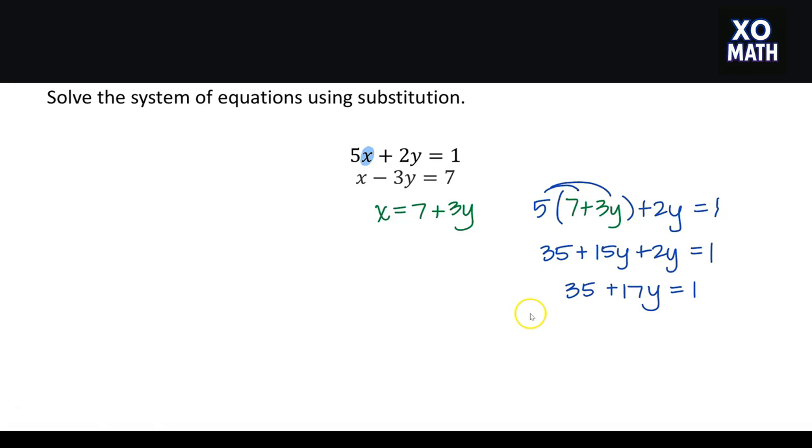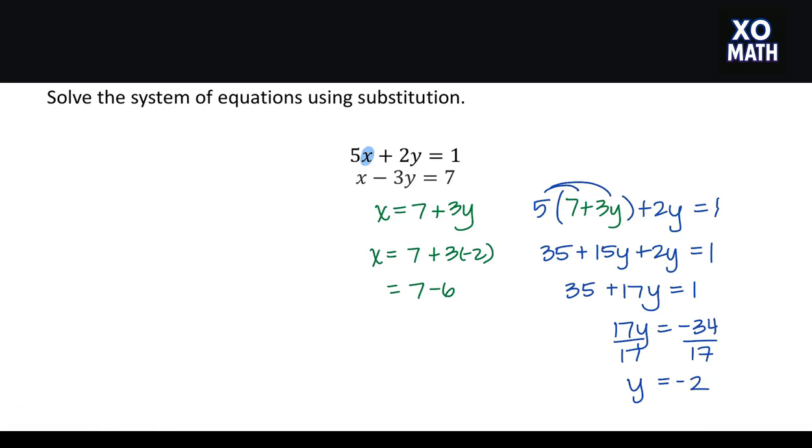Subtract the 35 from both sides to get 17y is equal to negative 34. And dividing both sides by 17, I get y is equal to negative 2. Now we need the x value. If y is equal to negative 2, we can substitute that into the equation x equals 7 plus 3y to solve for x. So we have x is equal to 7 plus 3 times negative 2, or x is equal to 7 minus 6, so x is equal to 1.